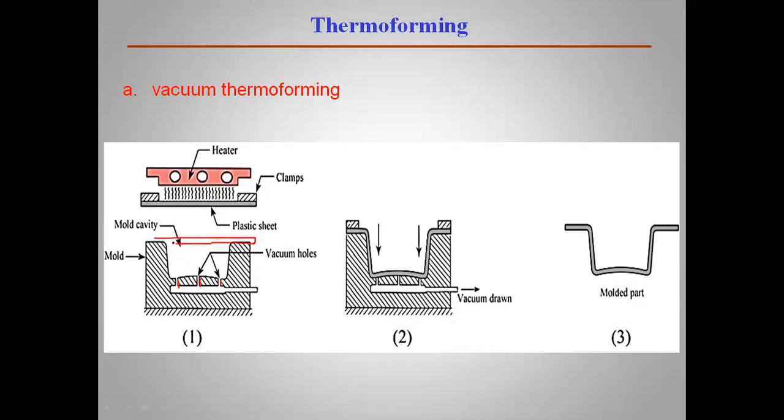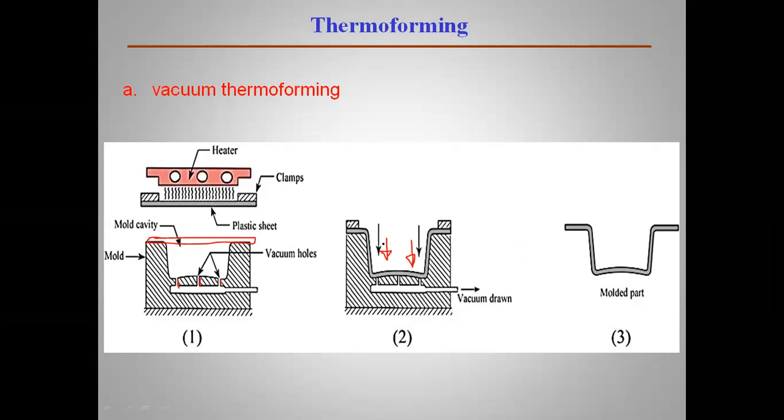As we know the vacuum is there, so a vacuum draws this sheet into the mold cavity. This is the next step. The plastic hardens on contact with the cold mold surface, and the part is removed and subsequently trimmed from the web.